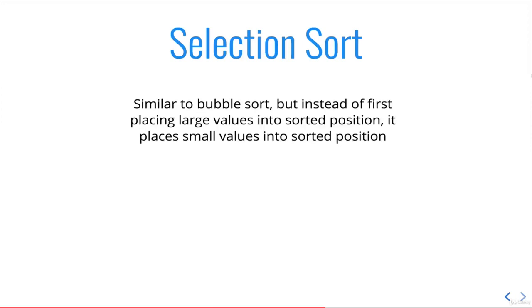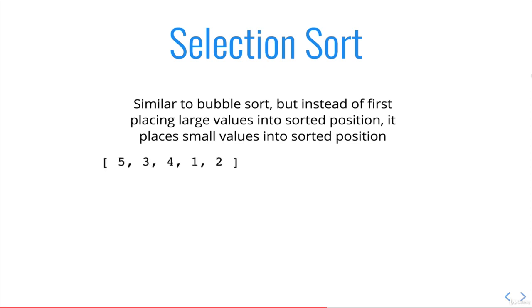Hey, welcome back. In this video, I'm going to introduce selection sort, our next sorting algorithm. So I wrote down that it's similar to bubble sort, but instead of first placing the large values into sorted position at the end of the array, we place small values into sorted position one at a time. So we're building the array, we're still moving from the beginning to the end, but the actual sorted data is accumulating at the beginning. So let me give you an example of how it works.